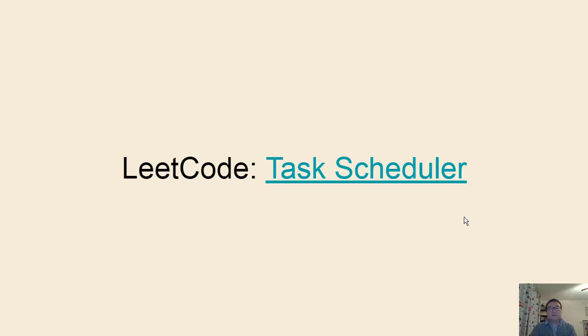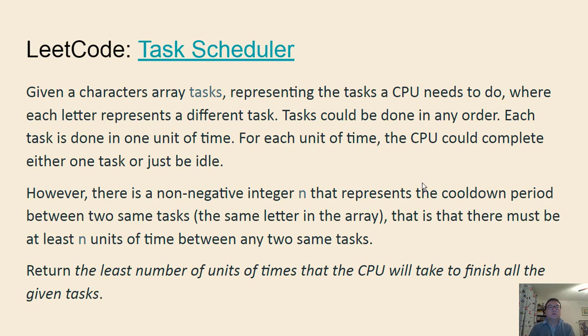Now let's look at the next example, a LeetCode problem called Task Scheduler. We are given an array of tasks represented as characters, in fact uppercase characters. So there are at most 26 different tasks, but each of them may appear multiple times. And we need to schedule them on the CPU.